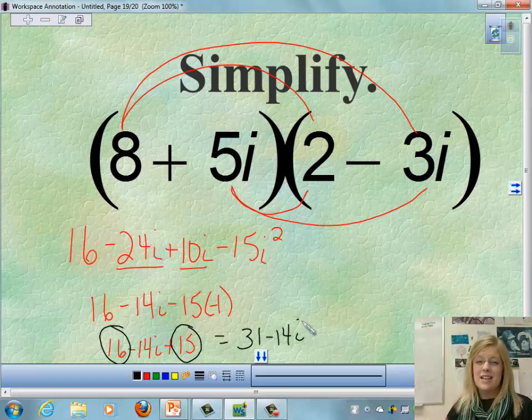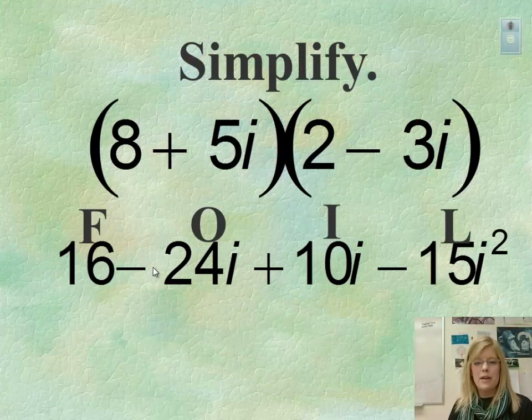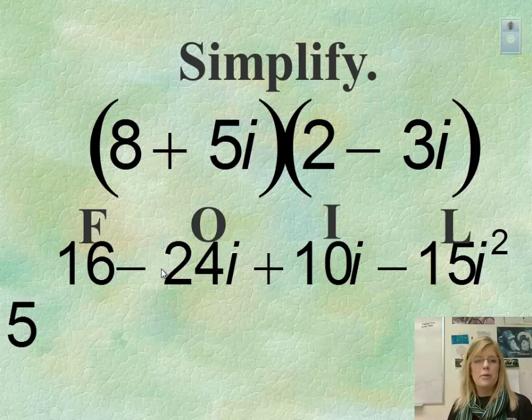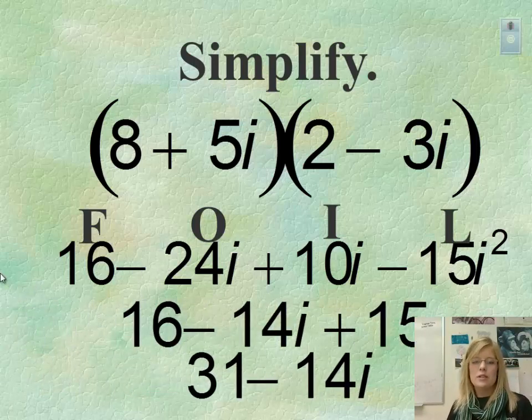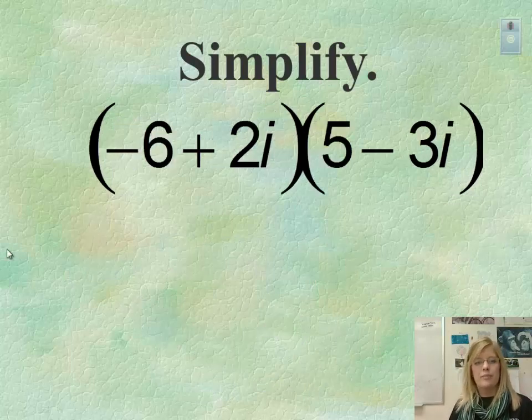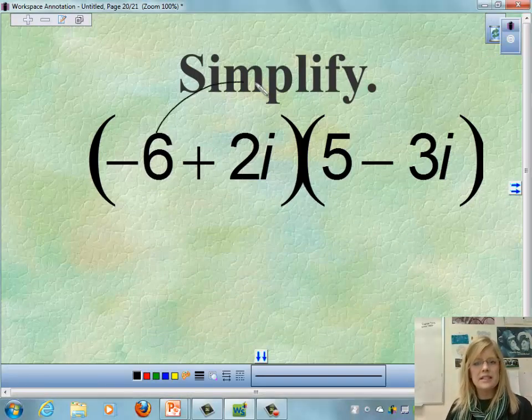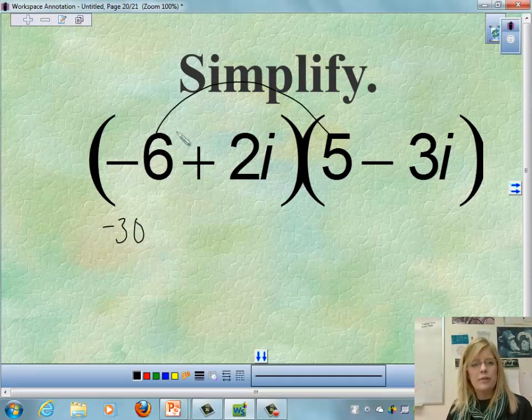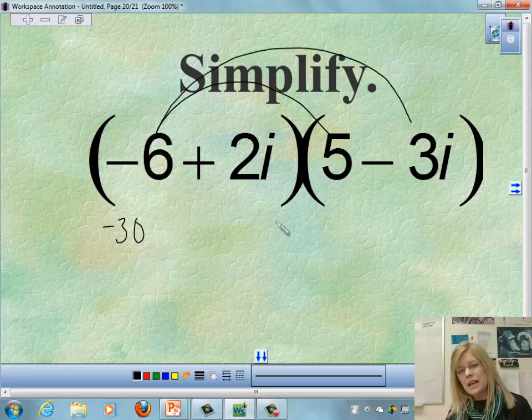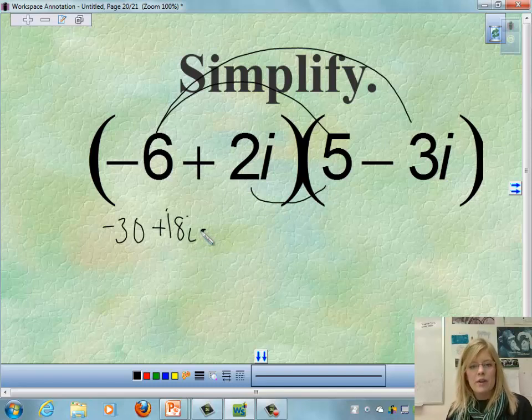What do you think? Okay, I want you to copy. Here's the nice handwriting by the computer instead of my chicken scratches. Notice we got the same as them. Yay! Alright, next problem. Copy. Let's see how you do. Negative 6 times 5, negative 30. Negative 6 times a negative 3i, positive, because 2 negatives make a positive, 18i. What's 2i times 5? You would say plus 10i. You would say 2i times a negative 3i, that's a negative 6i squared.